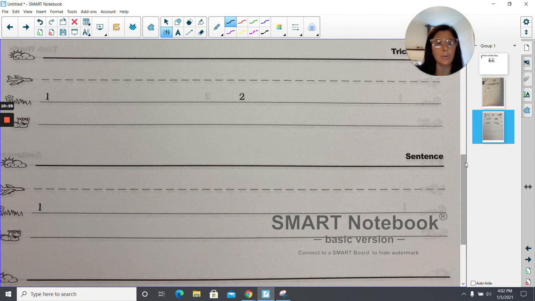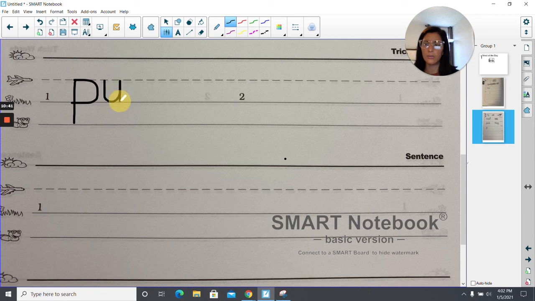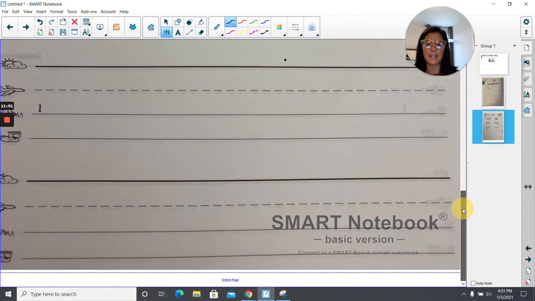All right, now we're going to do two trick words. Let's do the two trick words that we learned yesterday, which are put and to. So number one, we're going to do put, p, u, t. And then number two, we're going to do the word two. The number word t, w, o. There we go.